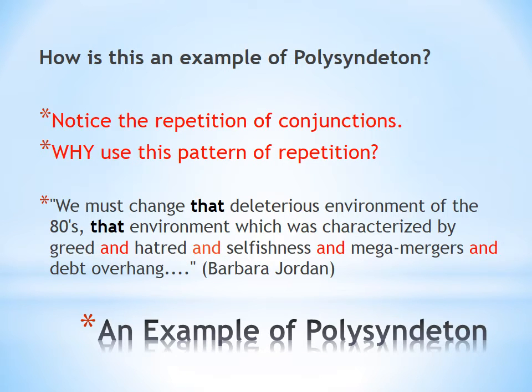Another example, a pattern, once again, they're repeating conjunctions, and let's see why. We must change that deleterious environment of the 80s, that environment that was characterized by greed and hatred and selfishness and mega merges and debt overhang. Notice the and this and that and that. Again, it's the heaviness of it all, so we have to change the heaviness into something lighter. Not greedy, not full of hate, not selfish. We want to change it from the heaviness, from the negative, into the positive.